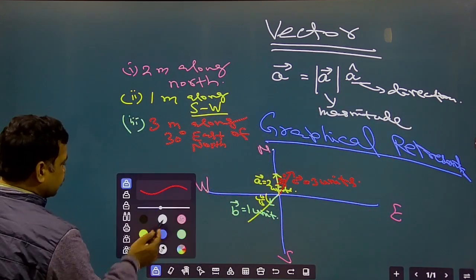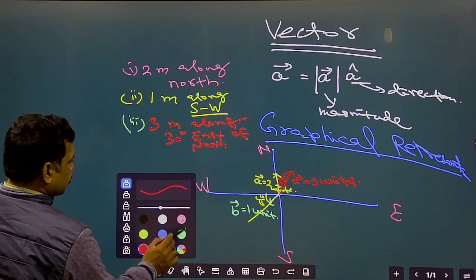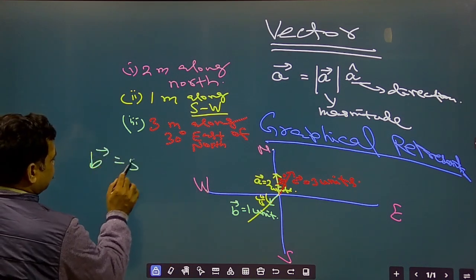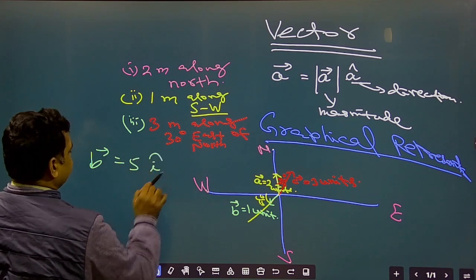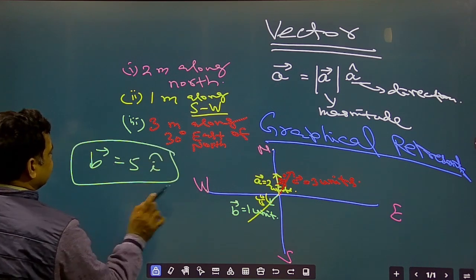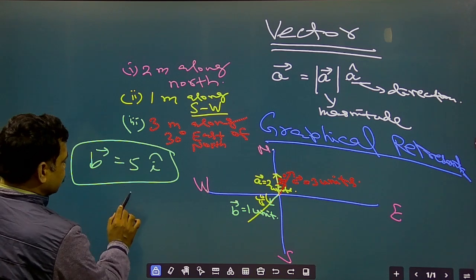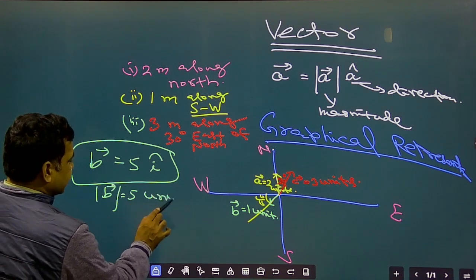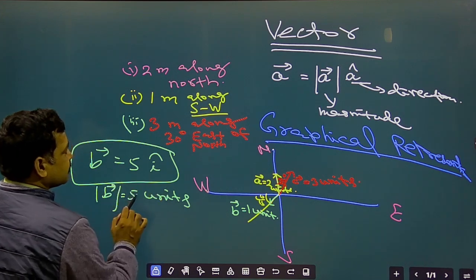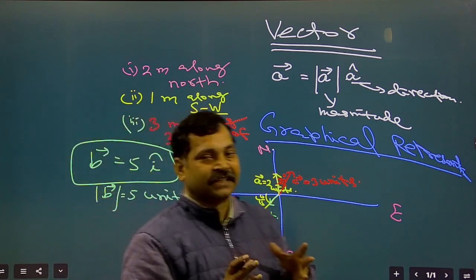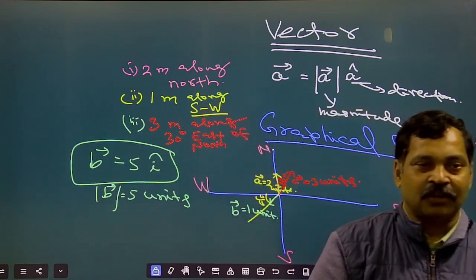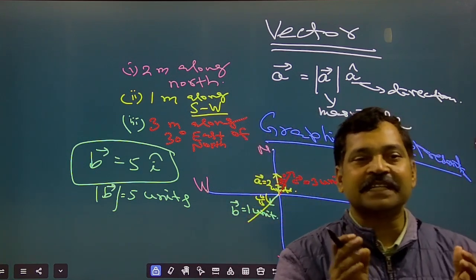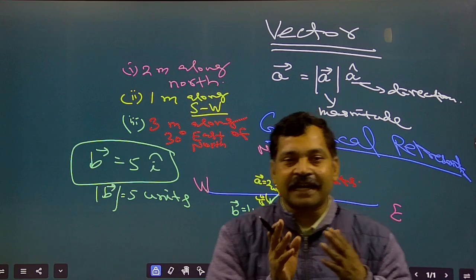Suppose I write one vector, B is equal to 5 and I write suppose I cap. What does it mean? It means that B has a magnitude of 5 units, and this I cap is known as an orthogonal unit vector. Orthogonal unit vector means its magnitude is 1. It will represent only direction. So what will be the direction?